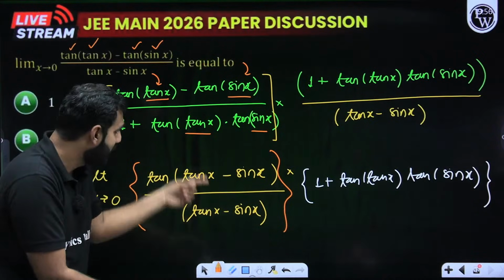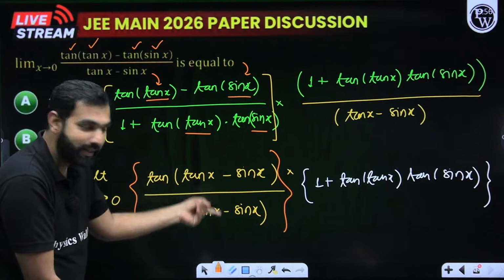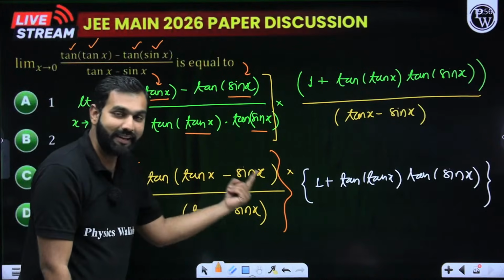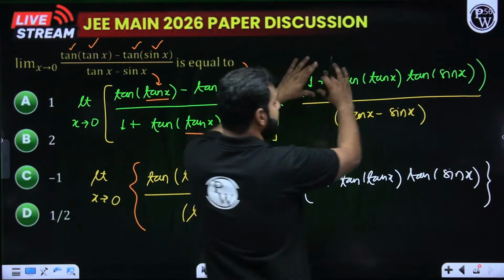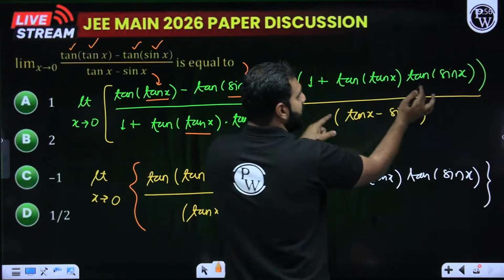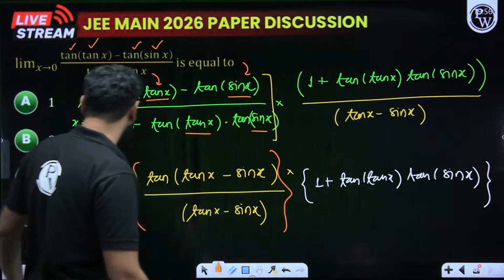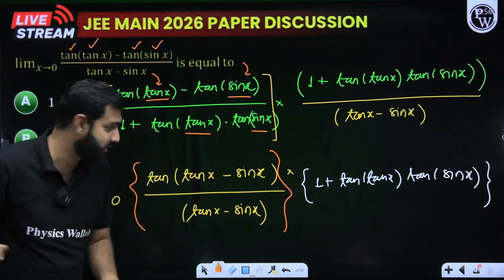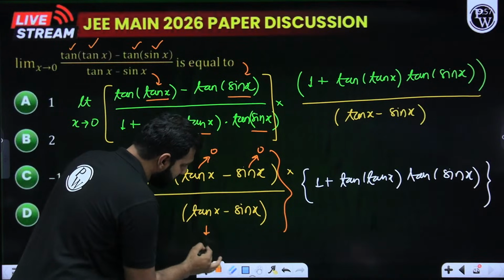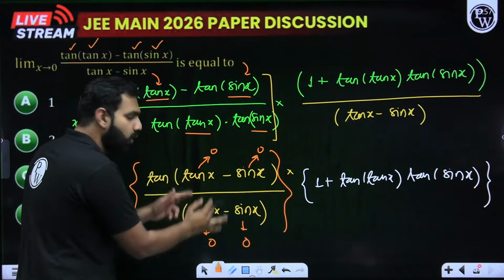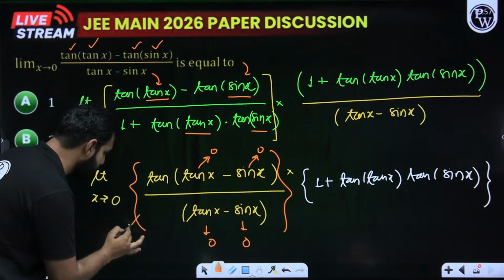Everyone with me? Are you getting this idea? Why are we doing it? Where is it leading us to? With that, what am I now left with? Just this expression, which is 1 plus tan x tan of sin x. Now, what are we told? Limit x approaches 0. So when x approaches 0, this approaches 0, this approaches 0. So 0 minus 0, which means tan of 0 upon 0. So this entire expression approaches 1.